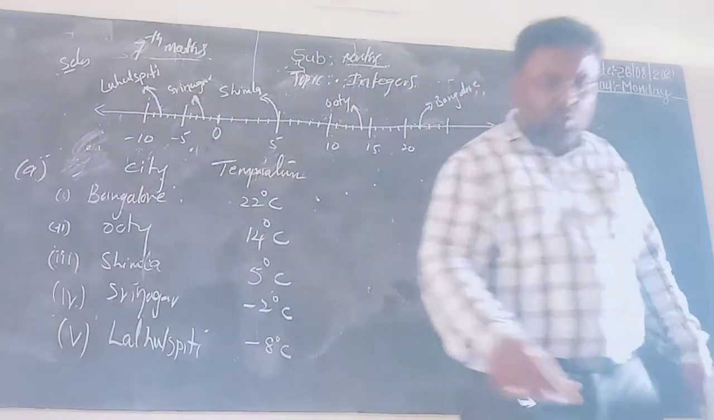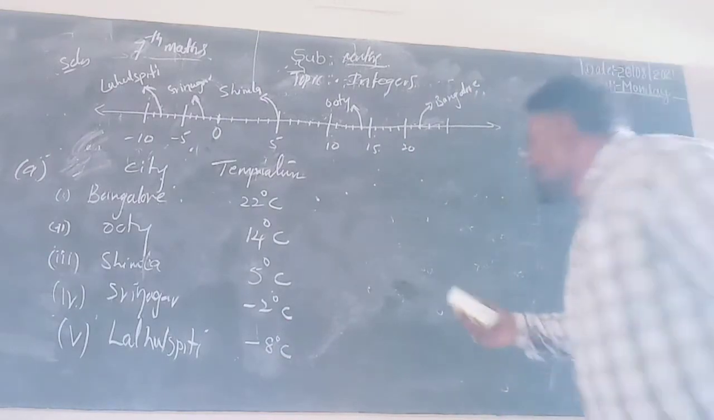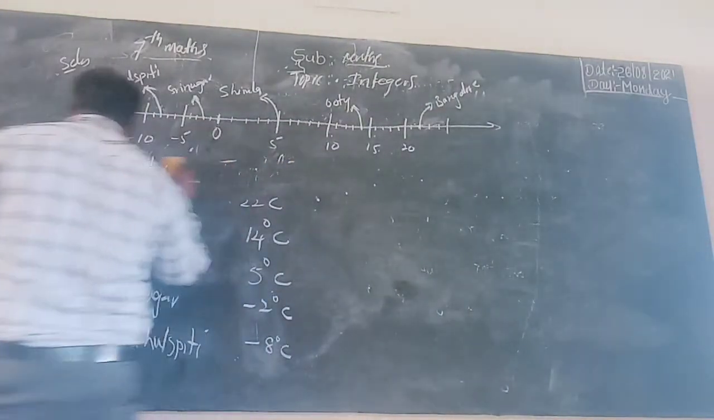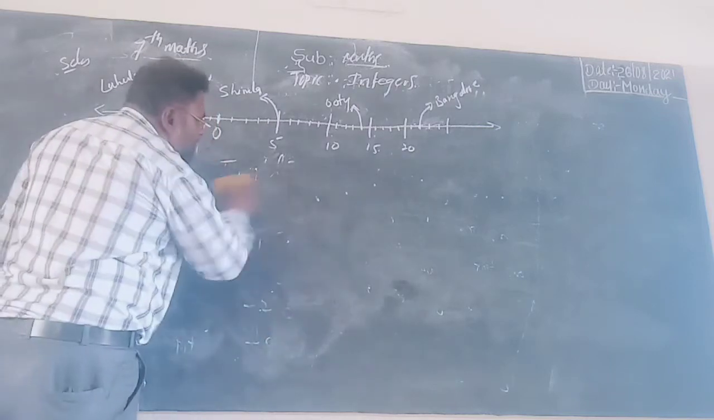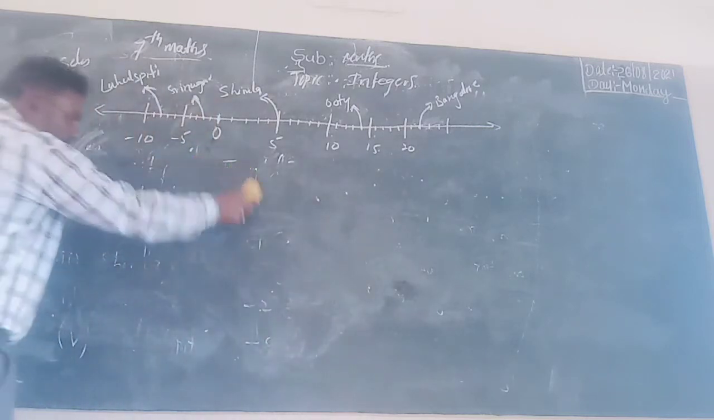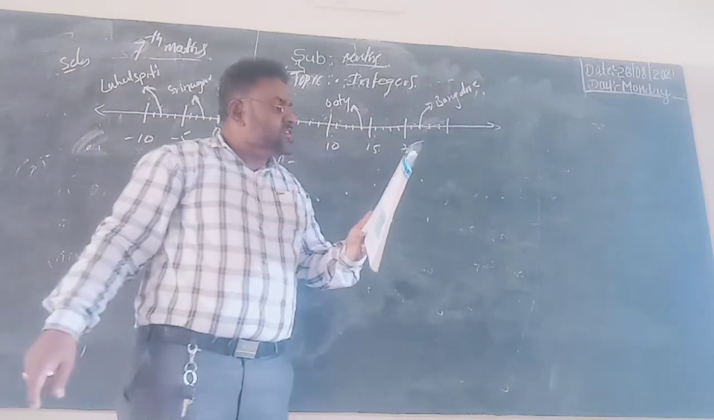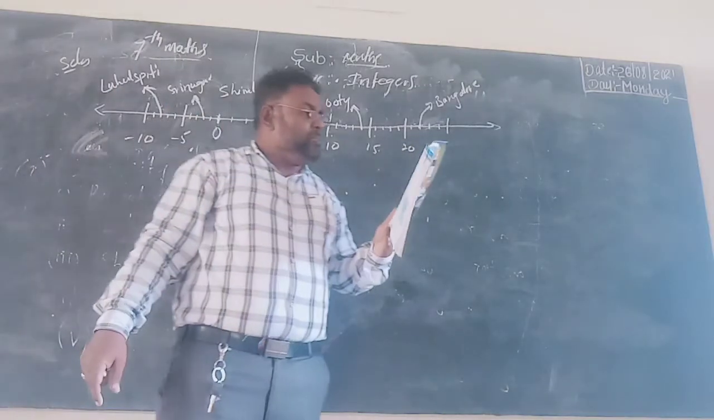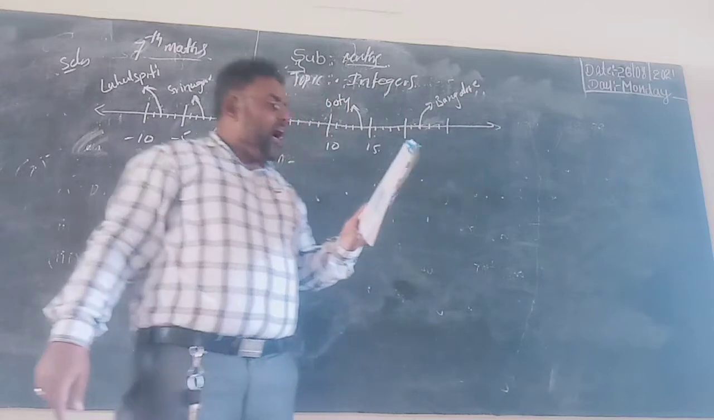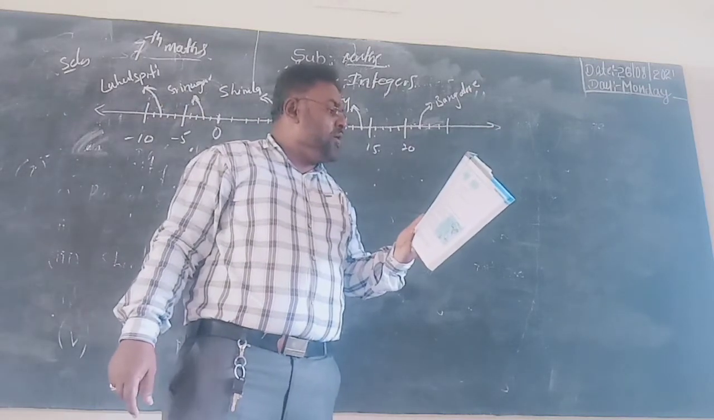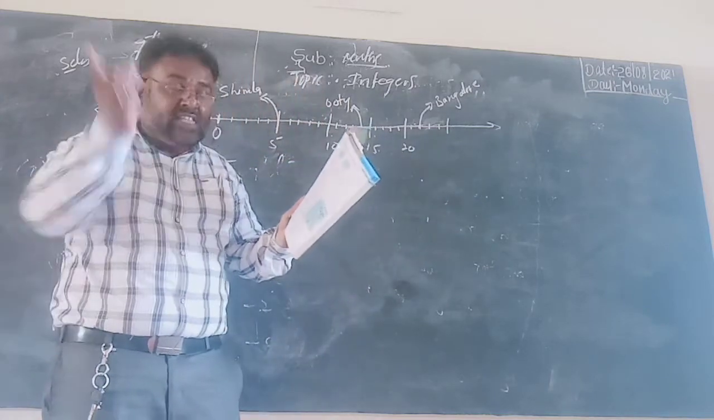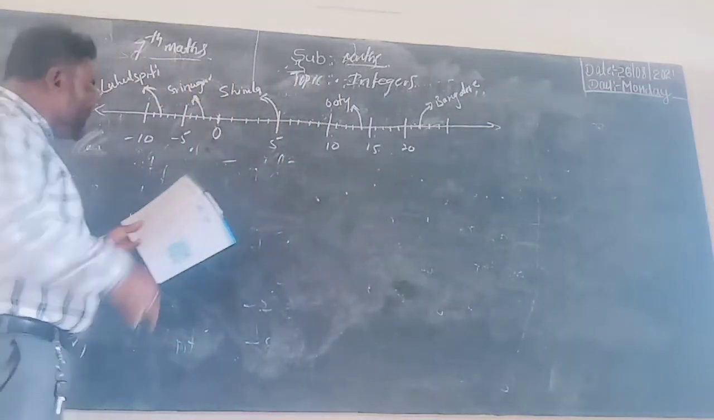Now next, go to B. What is B given there? All of you listen here. I will read the question. What is the temperature difference between the hottest and the coldest places among the above?